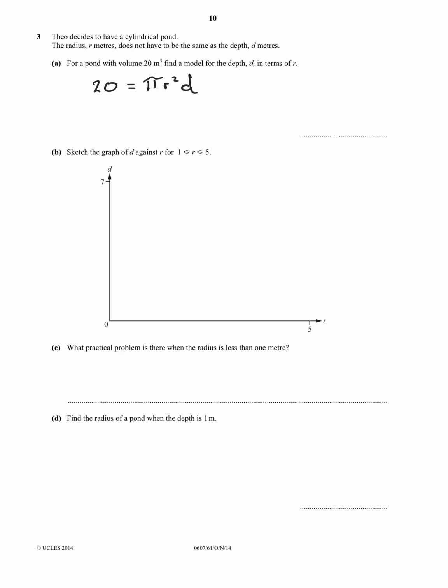Now we need to make sure that we're writing this as it's asked. So a model for the depth d. The key bit of information is how that's phrased. A model for the depth, which means we want to make d the subject of this, which means I need to divide through by pi r squared. So d equals 20 over pi r squared.